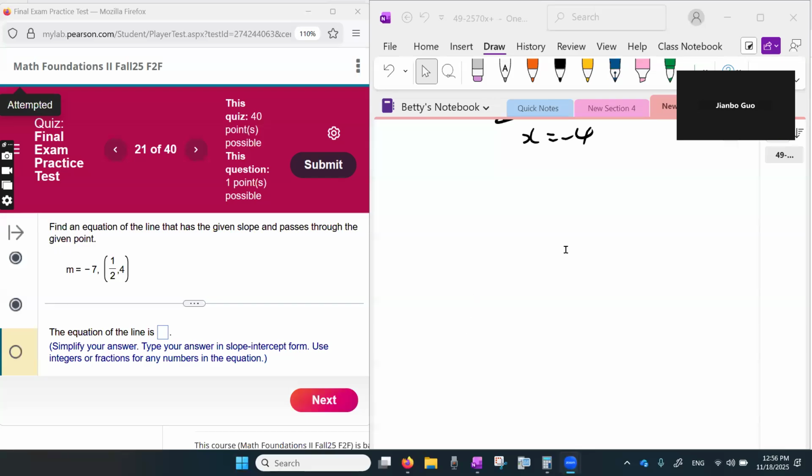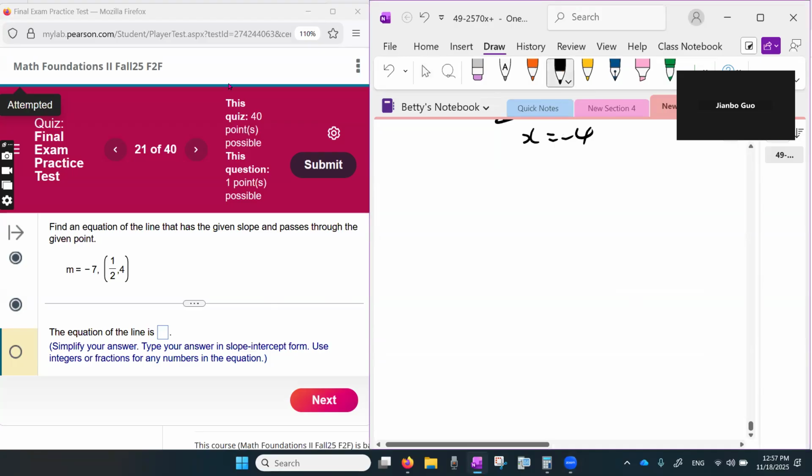Hello, class. We're going to continue working on reviewing for the final exam. Question number 21. Find an equation of the line that has the given slope and passing through the given point. And this is a very classical problem, and you must know how to solve it.